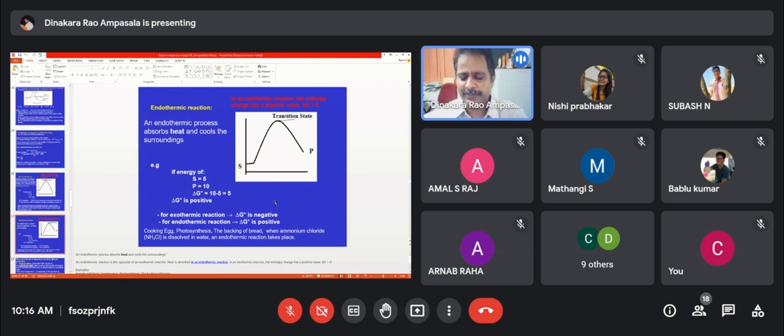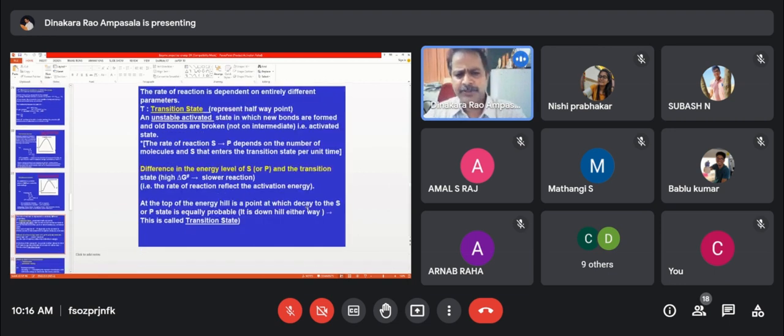When it is a positive value, we have to put in energy, activation energy, or it will take the energy from the surrounding molecules and process the reaction to completion. You can see many examples: photosynthesis is a good example, cooking an egg, and when ammonium chloride is dissolved in water, an endothermic reaction takes place. So many biological reactions follow these endothermic and exothermic patterns to complete the reaction process.